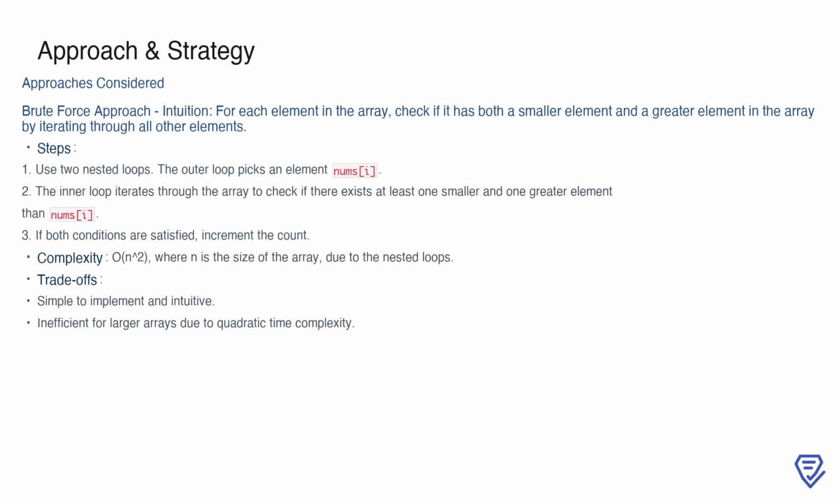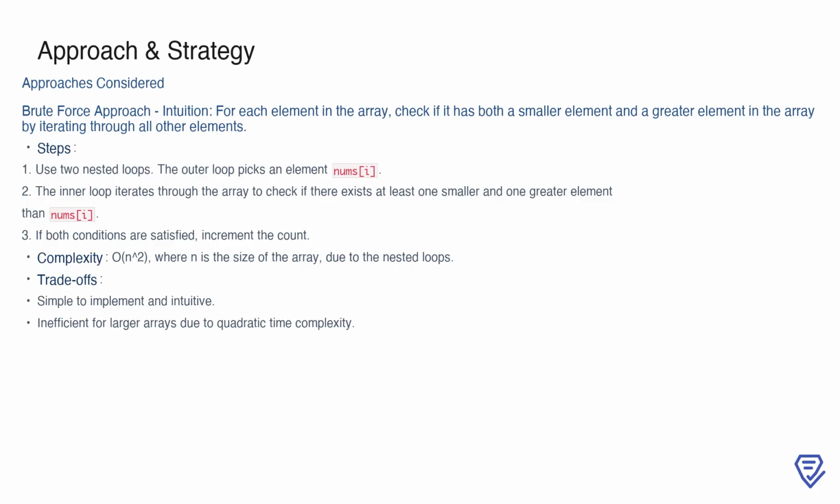To solve this problem, one intuitive approach is the brute force method. The idea here is simple. For each element in the array, check if there is at least one element that is smaller and one that is greater. This can be done using two nested loops. The outer loop selects an element, and the inner loop iterates through all other elements to verify the conditions. If both a smaller and a greater element exist, we increment the count.